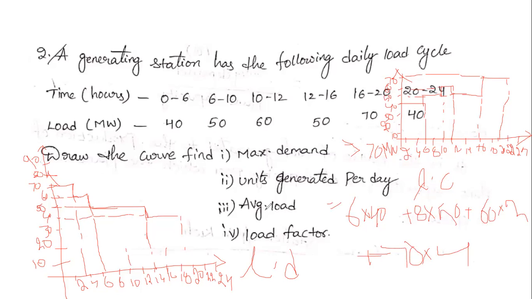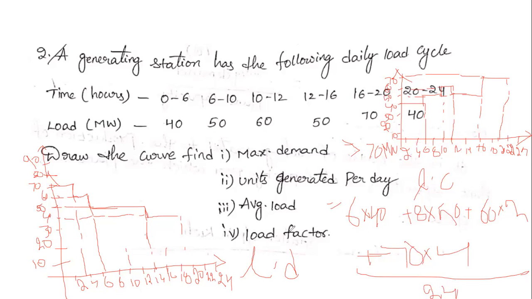Next, average load. What is the average load? Number of units generated per day divided by hours. How many hours are there? 24. Therefore, average load is equal to the number of units generated divided by 24 hours.